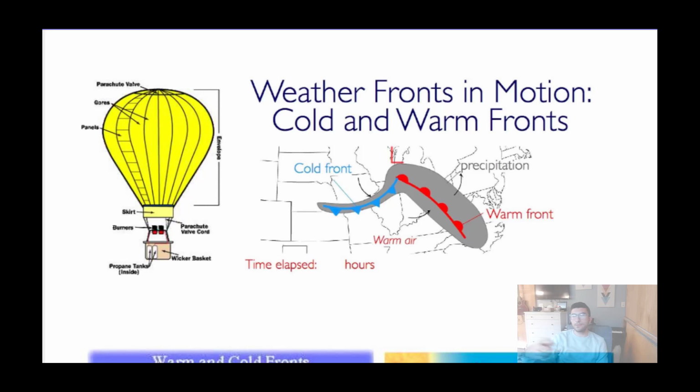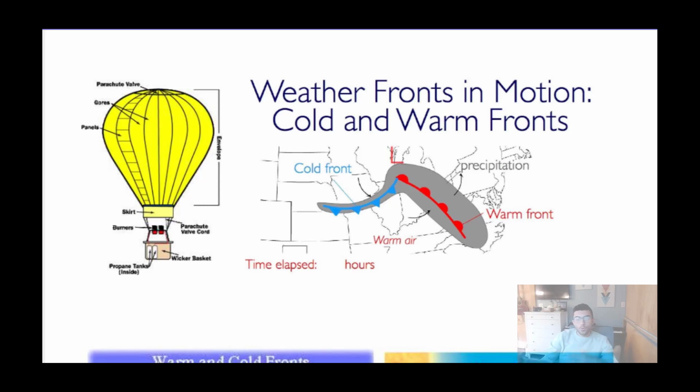Remember that the idea of warm and cool is relative. So when we think of warm, we think of like a 90-degree summer day. When we think of cold, we think of a really frigid, 2-degree winter day. It's relative. So cold and warm can be whatever temperature they want to be. It's relative to the area that they're moving into.